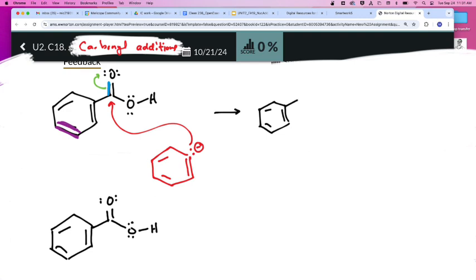Why would we expect it to not react with the alkene? Why should our phenyl not react with the alkene? Why should it not react with the alkene? Because benzene is quite stable. But this isn't benzene. It's with a negative charge. Steric hindrance. That's fair. Right?